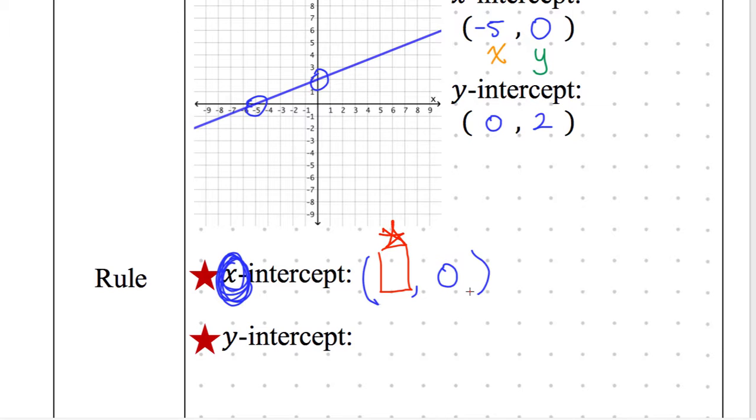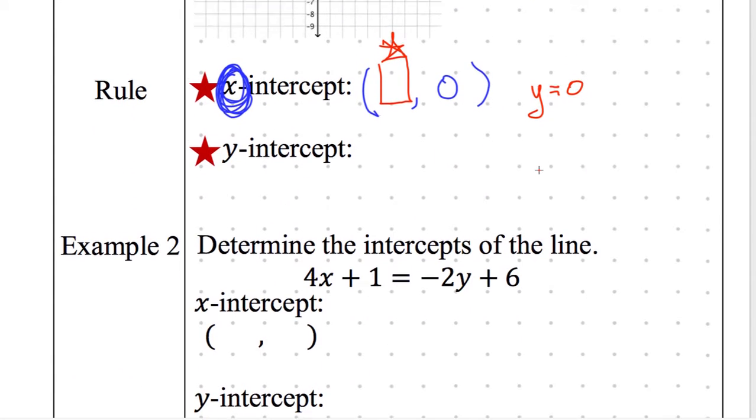So let me come back here. The other thing that I want to say here is y equals 0. It's the same thing as saying that this y-coordinate is 0. This is probably more important than the coordinate pair, y equals 0, because it will be used to solve down here for example 2.